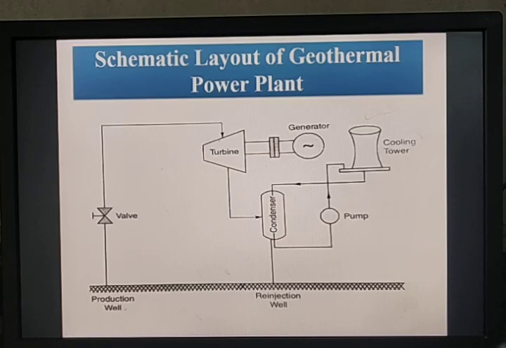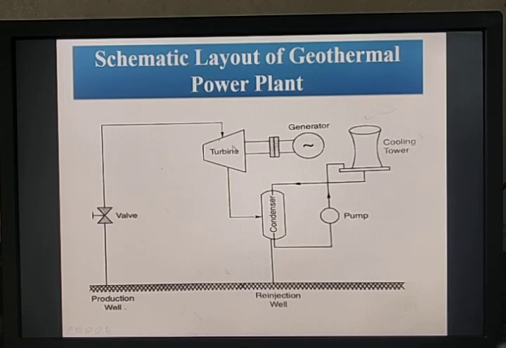They work by piping hot steam from an underground reservoir directly into the turbine, which powers the generators to provide electricity. In the production well, the hot steam comes here. This hot steam drives the steam turbine. Turbines are classified into two types: impulse turbine and reaction turbine. Here an impulse turbine is used.